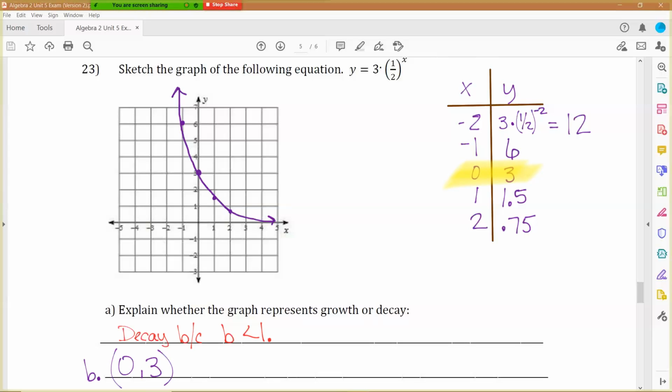So this question is actually worth 5 points. You get 2 points for your graph, 2 points for growth or decay and explaining why, and then 1 point for having your y-intercept.